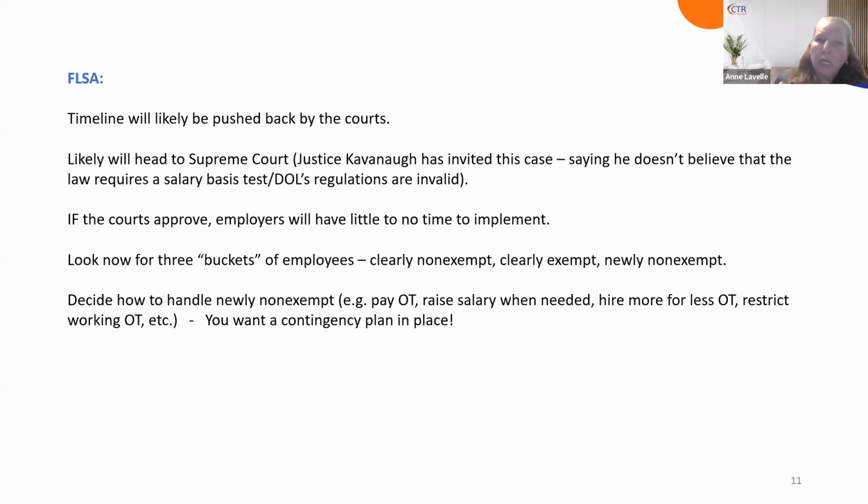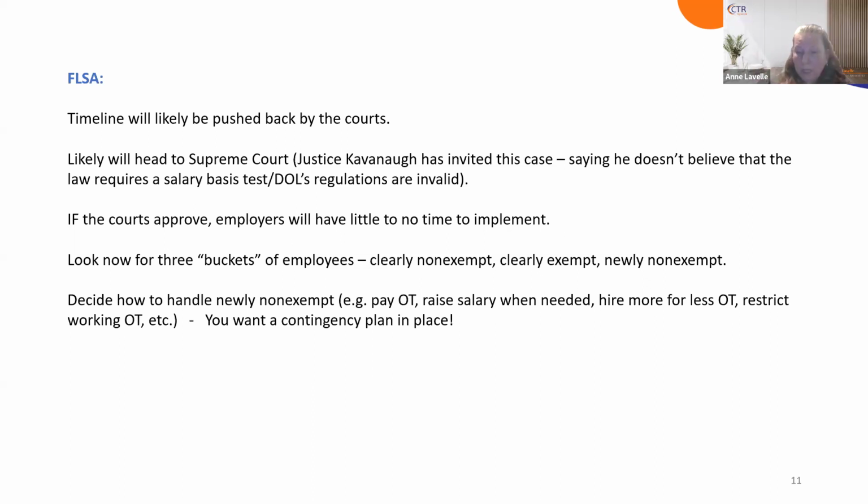Whatever you're going to do, you're looking at that subset of employees that's somewhere between the 684 and the 1,128 that meets the duties test already. What do you do with them? And that's the bucket that you're looking at, and you're saying, I'm either going to raise the salary, I'm going to hire more, I'm going to freeze overtime, whatever it may be.